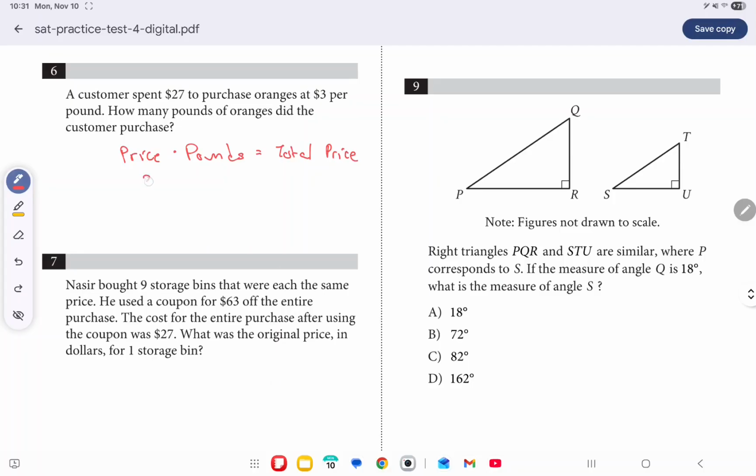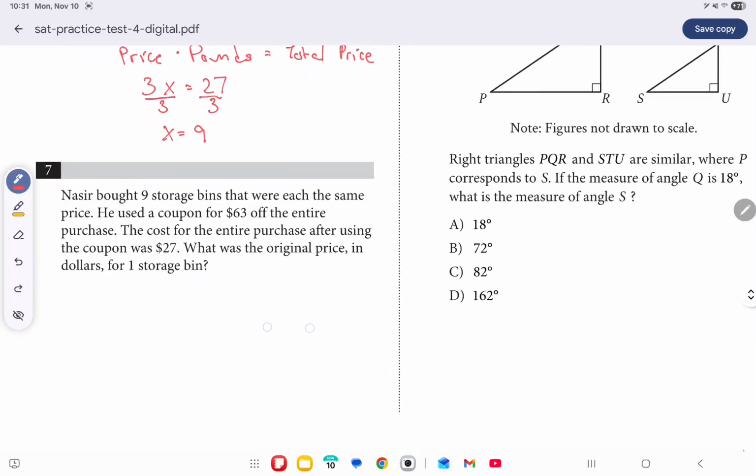So our price here is $3. Number of pounds we don't know, so that's our variable x. And the total price we spent was $27. So now we have an equation. And our goal here is to try and get the variable all by itself. So we want to get x by itself. In order to do that, we got to get rid of that 3. So we're going to divide both sides by 3. And we get x equals 9. So the customer was able to purchase 9 pounds of oranges at $3 a pound for a total of $27.